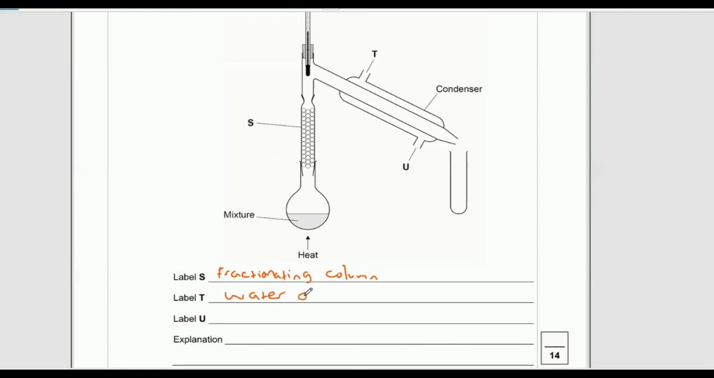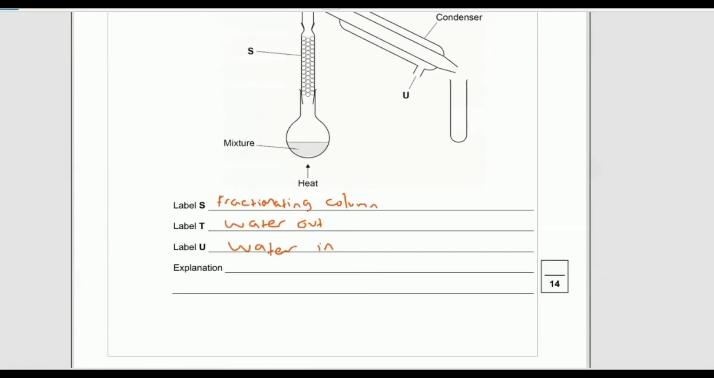Now, at T, we have water going out. And at U, we have water going in. This ensures that the condenser completely fills with water and is the most efficient way of heat transfer. Okay, and make sure that all of our liquid condenses.